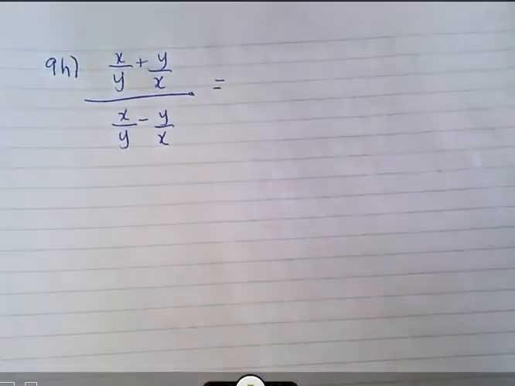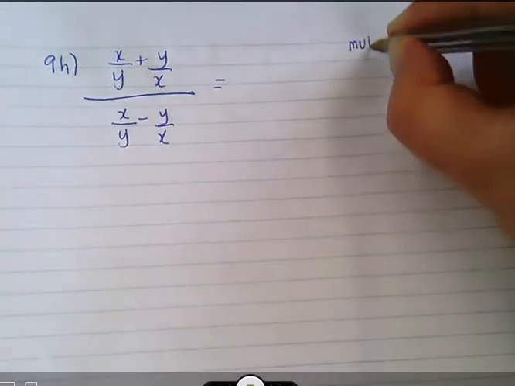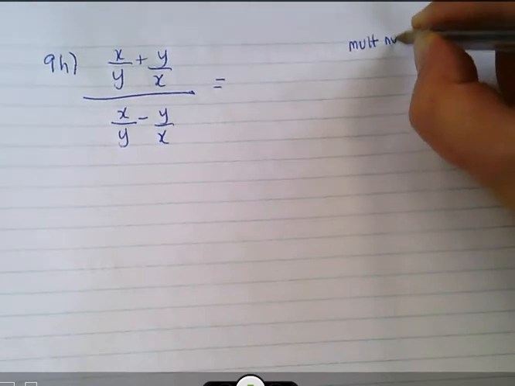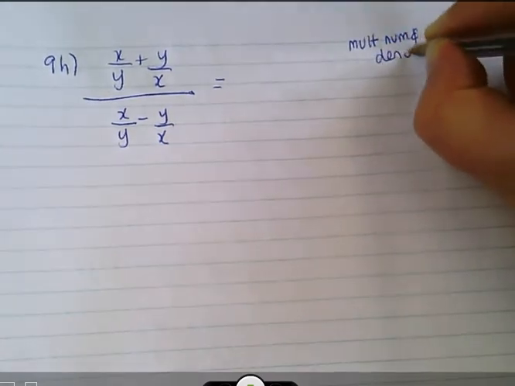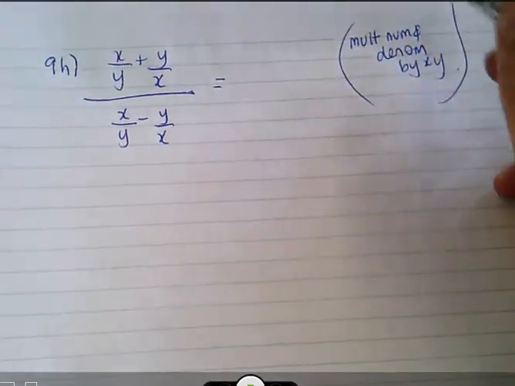Question 9H. We want to simplify this. Look, what's the lowest common denominator? Yeah, xy. So we're going to multiply numerator and denominator by x times y. That's what we're doing. All right.